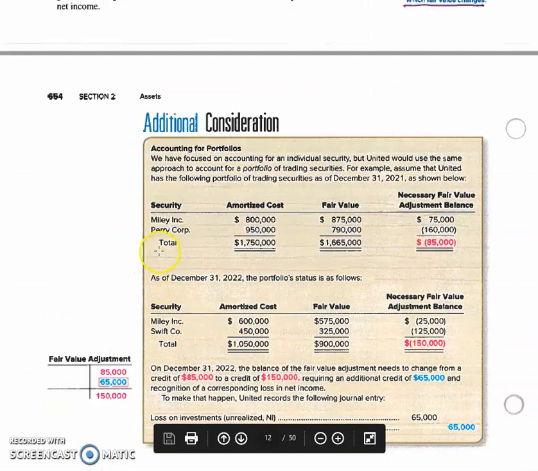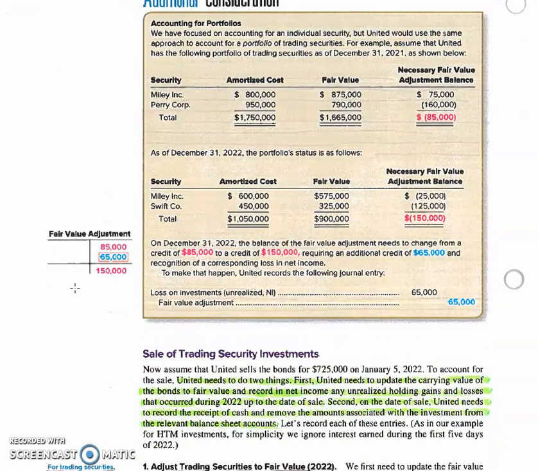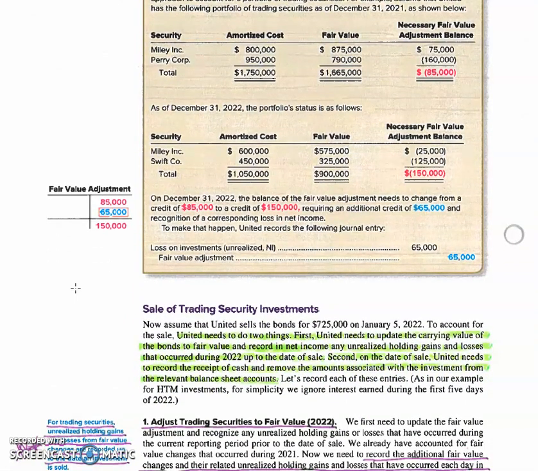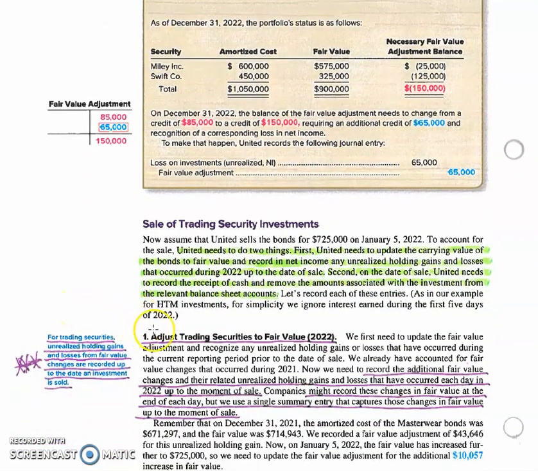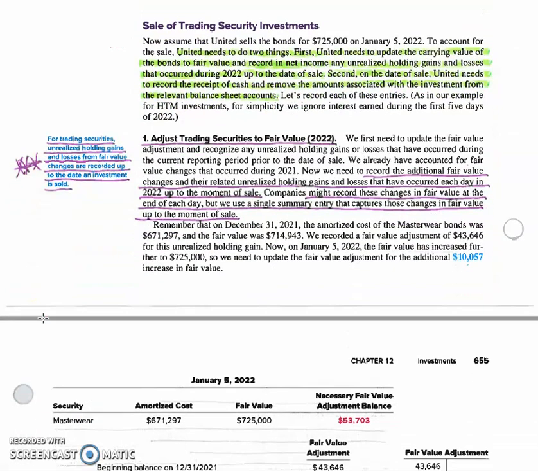And here you see examples of how these are presented on financial statements quite often. Well, actually, they're just showing you a problem, and there they're making the adjustment, kind of netting out all of the increases and decreases. Now, sale of trading securities, first thing we do is adjust the trading securities to fair value at the time of the sale.